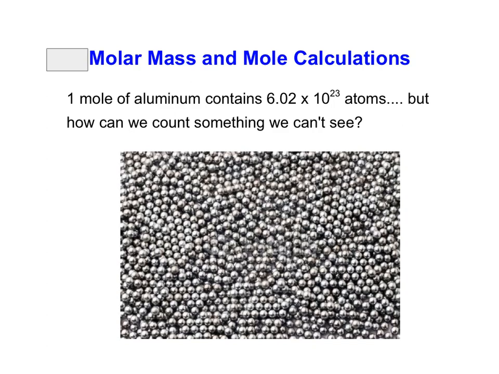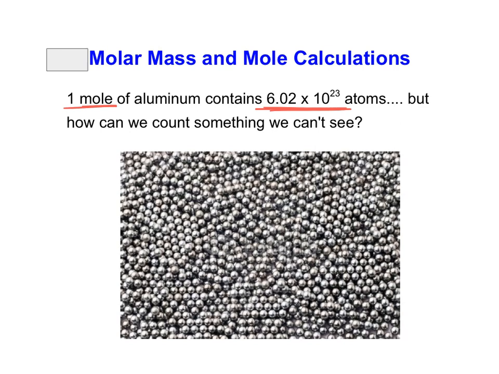This is the Chem 1 lecture over molar mass and mole calculations. So we left off talking about how a mole of anything contains 6.02 times 10 to the 23rd of them. So if we had a whole mole of aluminum, it would contain 6.02 times 10 to the 23rd atoms.